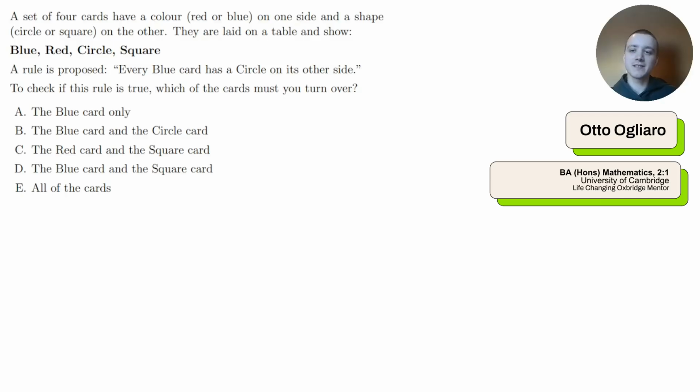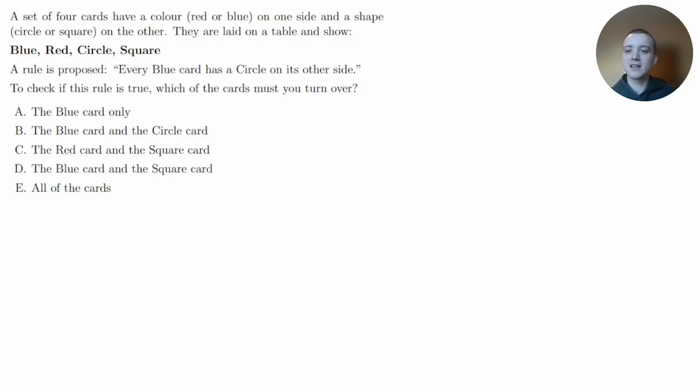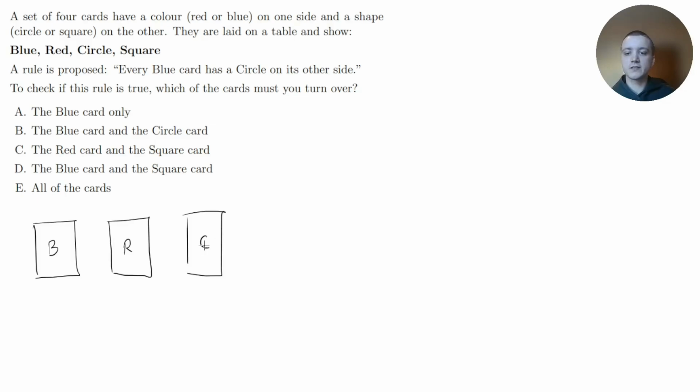So the setup is, we have a set of 4 cards, and on one side they have a color, red or blue, on the other side they have a shape, a circle or a square. And we have 4 of them laid out on a table. So we have a card which shows blue, a card which shows red, a card which shows circle, and a card which shows square. And a rule is proposed.